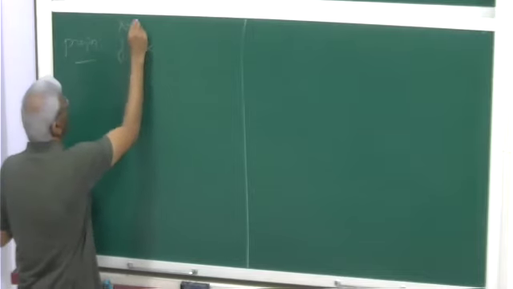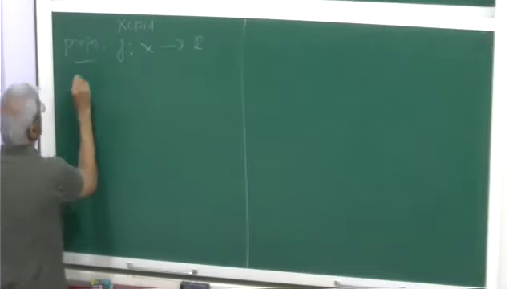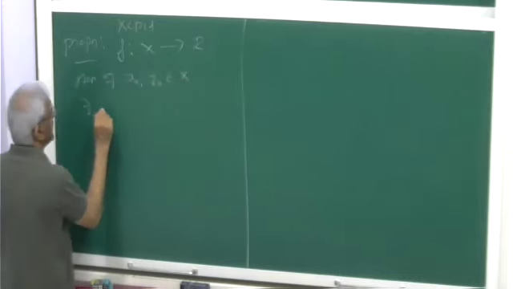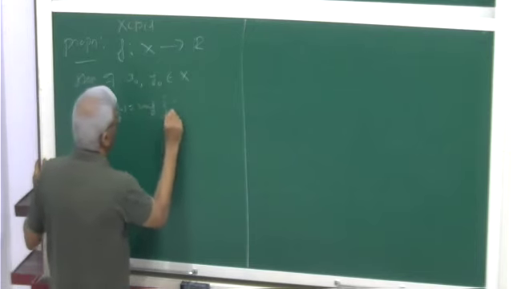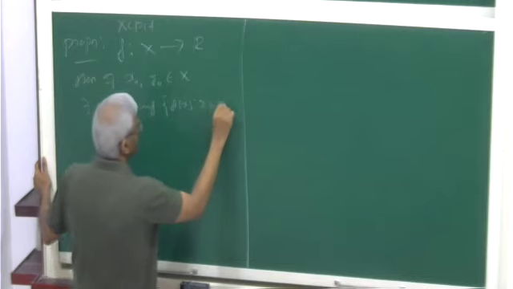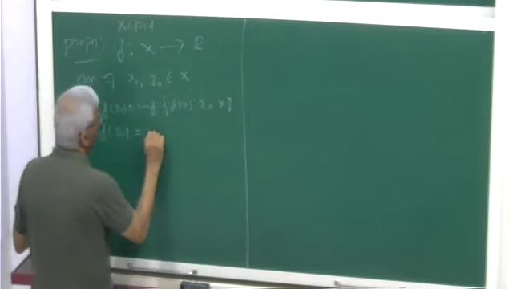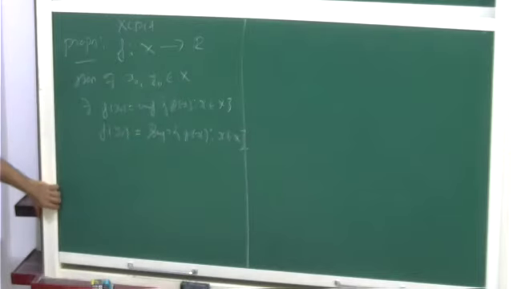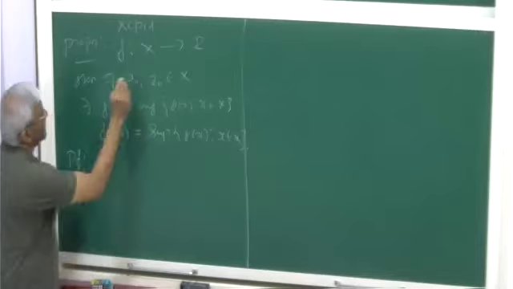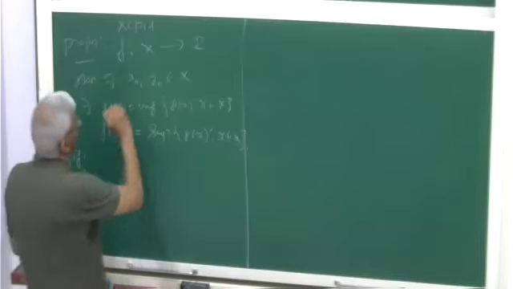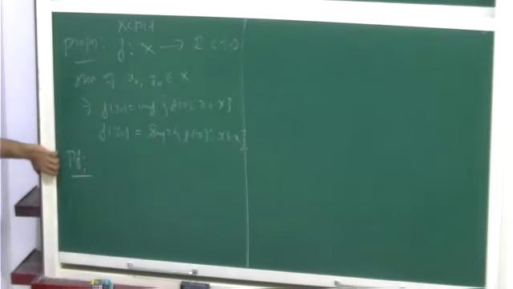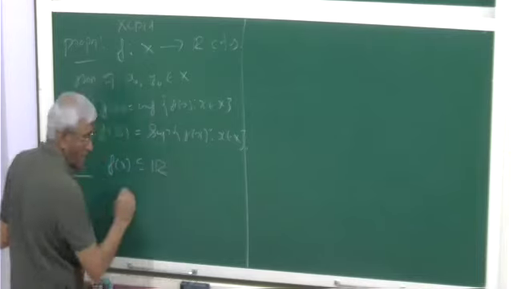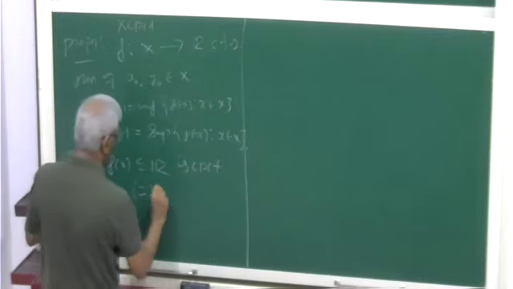Now, f is from compact X to R. Then the supremum and infimum are attained. The proof is clear. So f is continuous on a compact set, then the supremum and infimum are attained. That's what this says. So f of X contained in R is compact, which is equivalent to being closed and bounded.